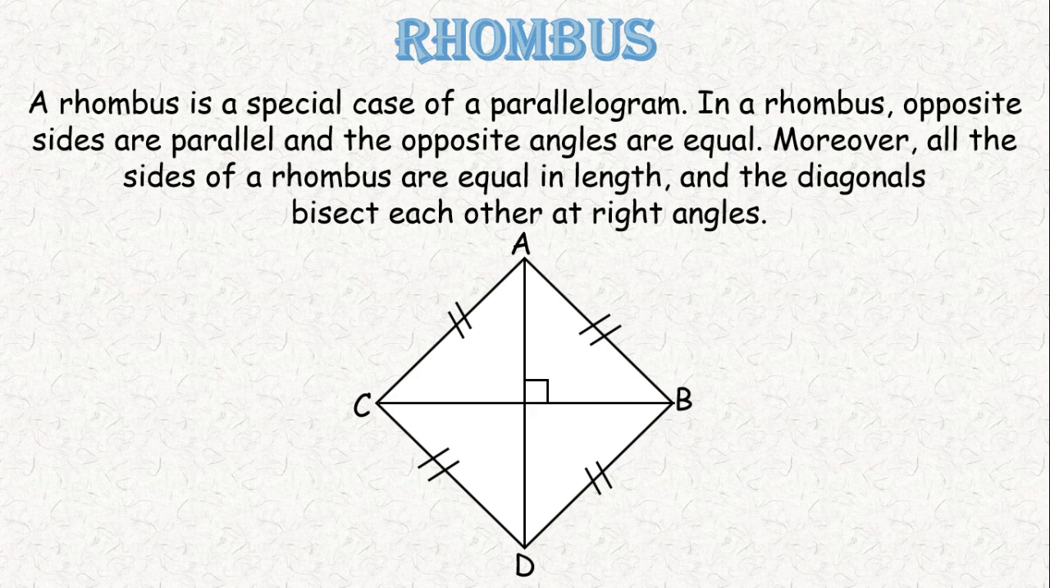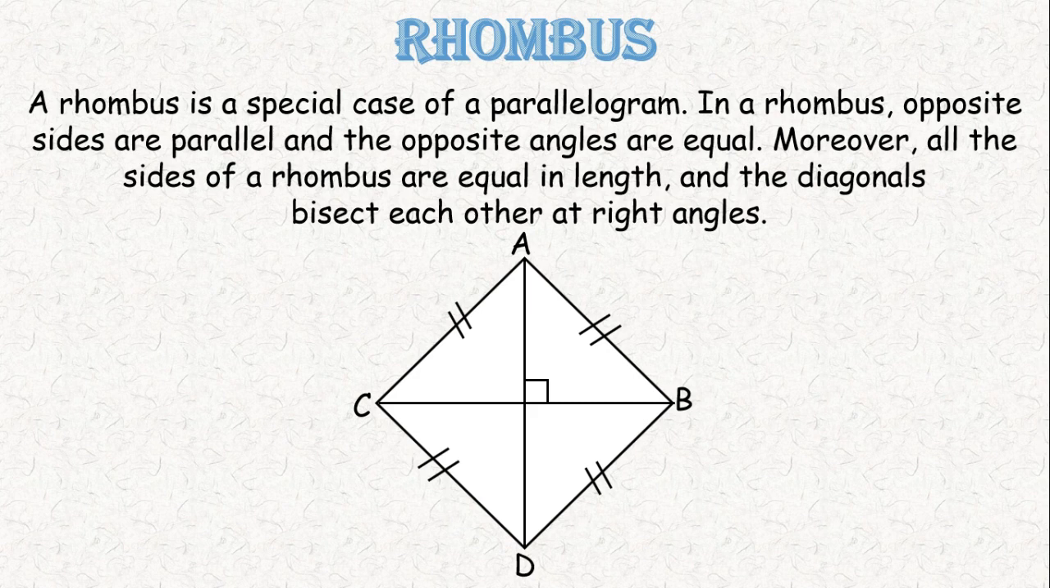A rhombus is a special case of parallelogram. In a rhombus, opposite sides are parallel and opposite angles are equal. Moreover, all sides of a rhombus are equal in length and the diagonals bisect each other at 90 degrees. Here, a rhombus has almost the same properties as a square: opposite sides are parallel, opposite angles are equal. Moreover, all sides of a rhombus are equal in length.